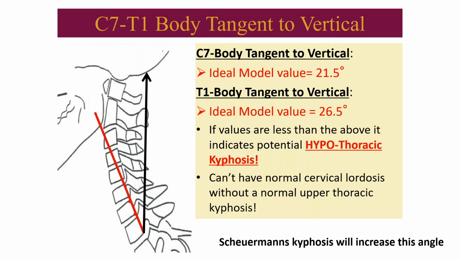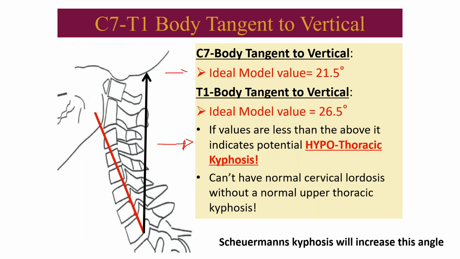So here's that C7 T1 tangent to vertical. If I could not see T1 or the manubrium sternum, this would be another indication of hyperkyphosis, but it's not necessarily an indication of curve correction. This tells me how much kyphosis the patient has. So we would use T1 if we can see it. If not, we use C7.